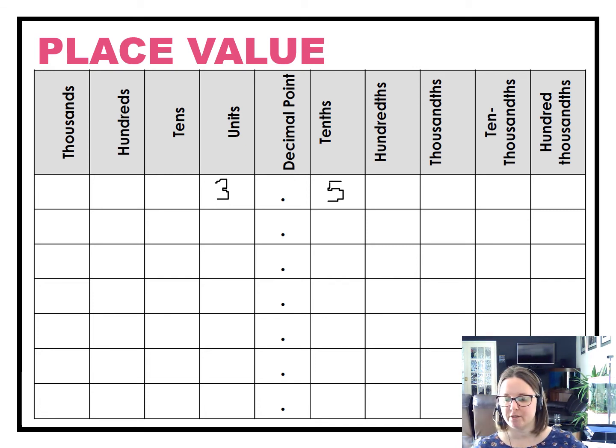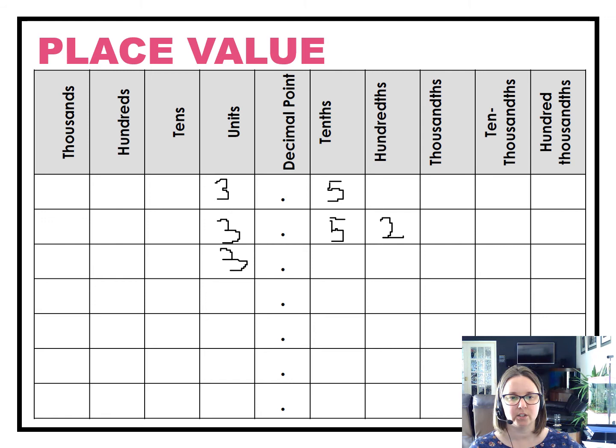If I want to write 3 52 hundredths, I've got to put a 3 in my units column, a 5 in my tenths column, and a 2 in my hundredths column. So here we have 3 52 hundredths, 3.52. I'll just do one more of those to finish the job. 3 526 thousandths.